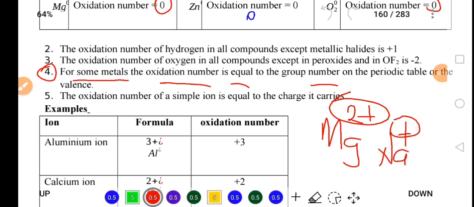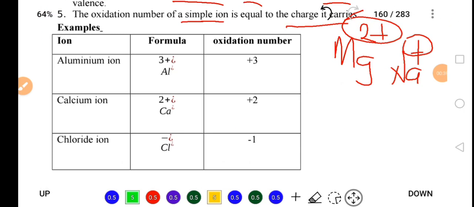Number 5. The oxidation number of a simple ion is equal to the charge it carries. Simple ions, what are we talking about? This rule is not very different from rule number 4. Simple ions, we are talking about those elements that are there on the periodic table. For example, we have magnesium ions, calcium, chlorine.